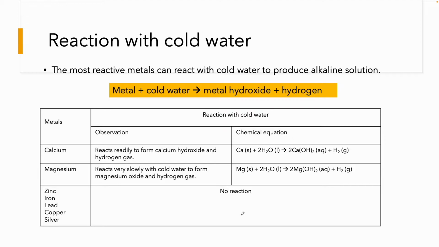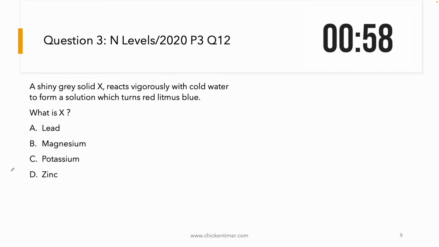When it comes to calcium, it mentions it reacts readily, so it is not as violent as potassium and sodium. It also forms calcium hydroxide and hydrogen gas, and the gas doesn't catch fire now. If you look at the next one, magnesium, the reaction is very slow, and you get magnesium hydroxide and hydrogen gas. The rest of the metals, zinc, iron, lead, copper and silver, do not react at all. So we can see that the reactivity drops.